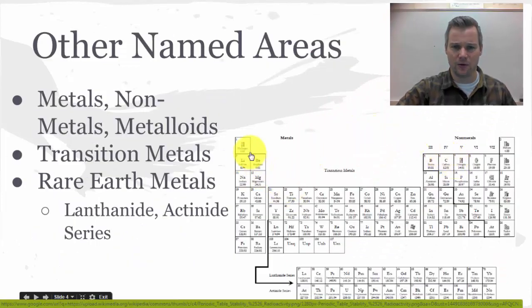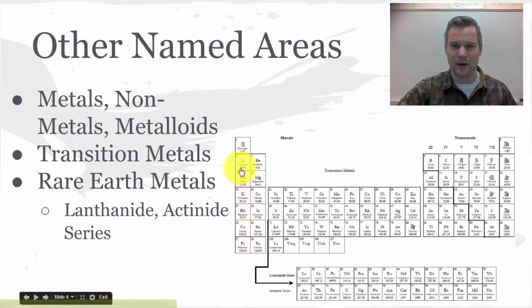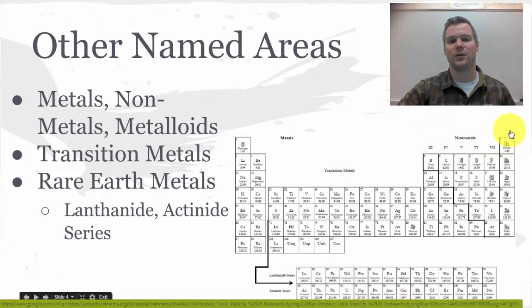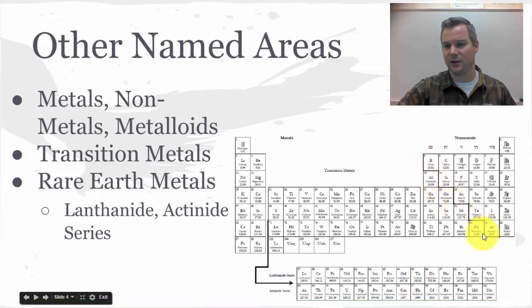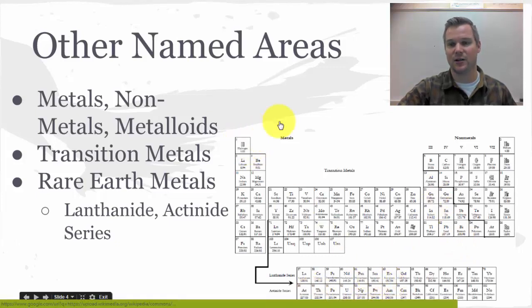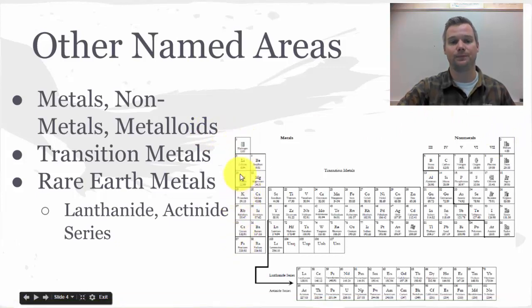So we just talked about group 1, alkali metals, group 2, alkaline earth metals. Over on the right hand side, group 7, which would be the halogens, and group 8 would be the noble gases. But we can also talk about other large regions on the periodic table. We have the metals. So everything to the left of the stair-step line right here, these are all metals, even down at the bottom, the lanthanide and actinide series, except for hydrogen. Hydrogen is actually a non-metal. It just electronically behaves like group 1.